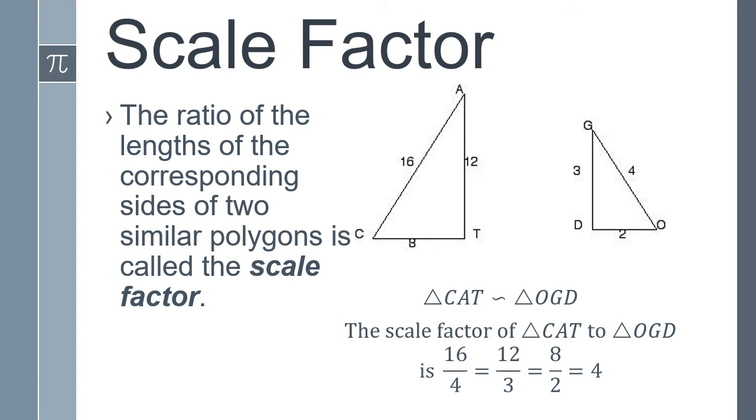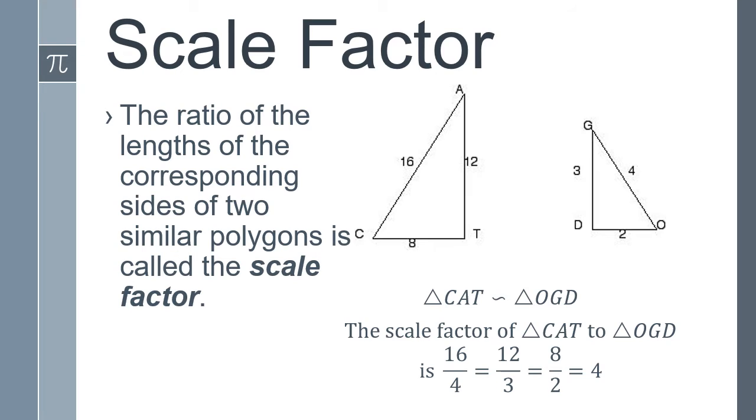The ratio of the lengths of the corresponding sides of two similar polygons is what we call the scale factor. If you remember the picture we had of the model of the tank, sometimes these models will have a scale factor and they'll say 1/32nd scale. That means every single measurement on that model is 1/32nd of the actual size of that real-life tank.